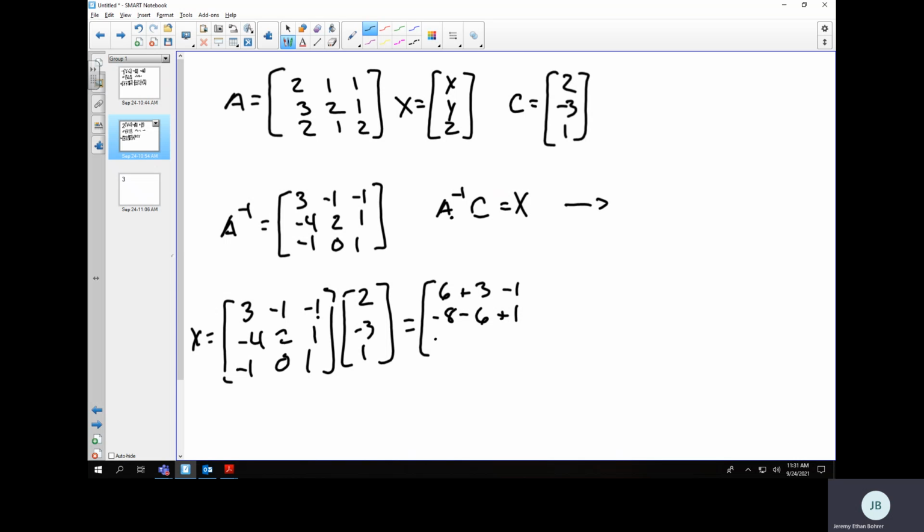-1 times 2 is -2. 0 times -3 is +0. 1 times 1 is +1. We add it all up and get 6 plus 3 is 9, minus 1 is 8. -8 minus 6 is -14, plus 1 is -13. And -2 plus 0 is -2, plus 1 is -1. 8, -13, -1 is our solution.